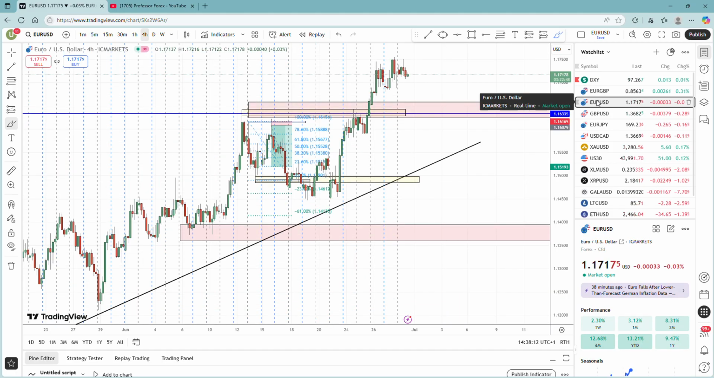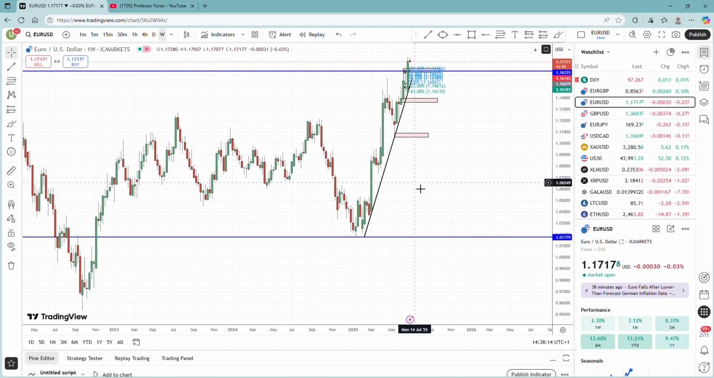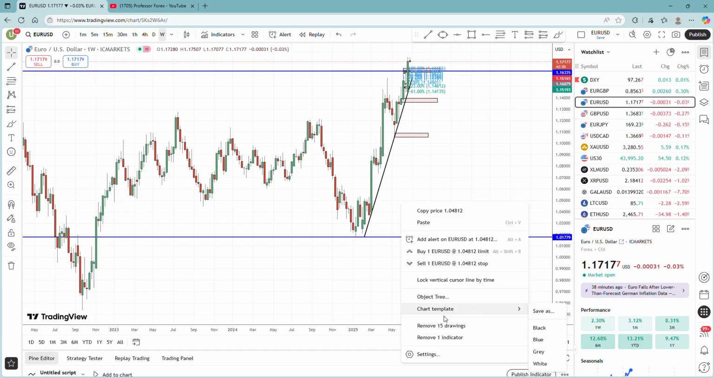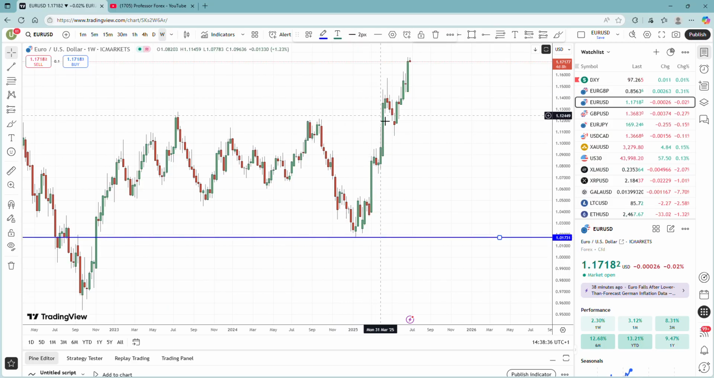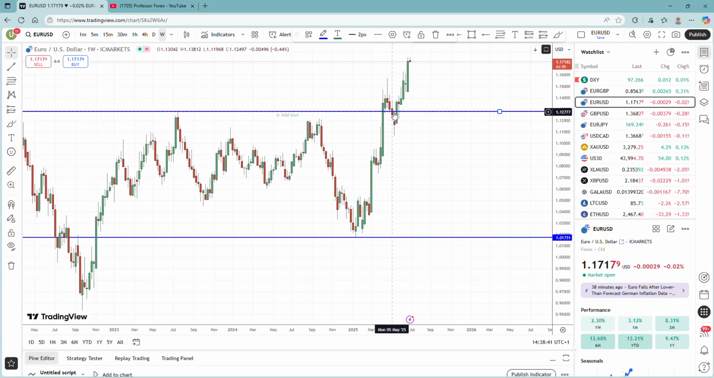EURUSD. So I'll start again. Remove the drawings. And you can see here, price has made a weekly support here, and here's a weekly resistance. From here you can see price can potentially go up because it's made a higher low on the weekly support. So from here it might go up.